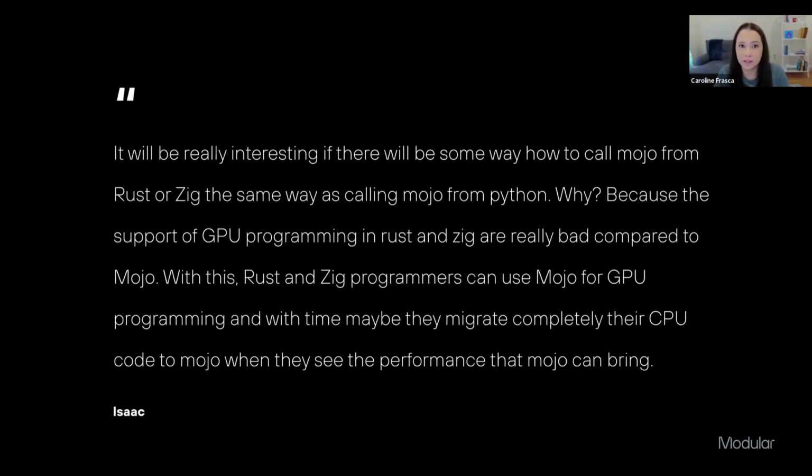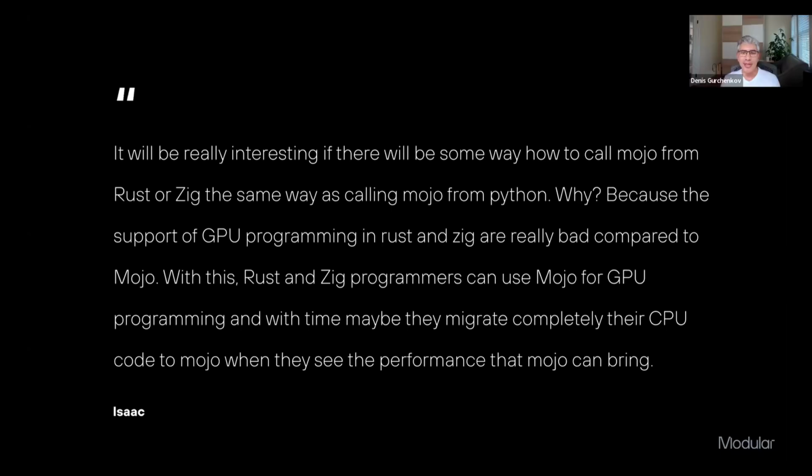It will be really interesting if there will be some way how to call Mojo from Rust or Zig the same way as calling Mojo from Python. Why? Because the support of GPU programming in Rust and Zig are really bad compared to Mojo. With this, Rust and Zig programmers can use Mojo for GPU programming, and with time, maybe they migrate completely their CPU code to Mojo when they see the performance that Mojo can bring. And this is also from Isaac.